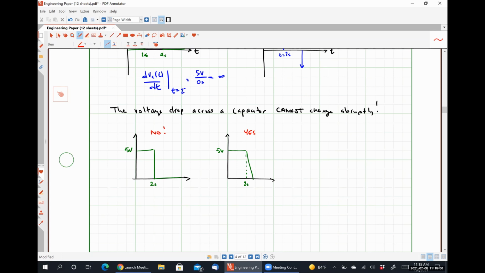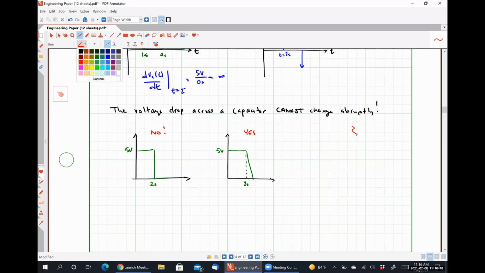We're going to actually wind up using this statement, the voltage drop across a capacitor cannot change abruptly, an awful lot when we get into what's called transient analysis, which is our next big topic. So after we finish up capacitors and inductors on Monday, so just starting on Tuesday, we'll revisit this guy an awful lot.